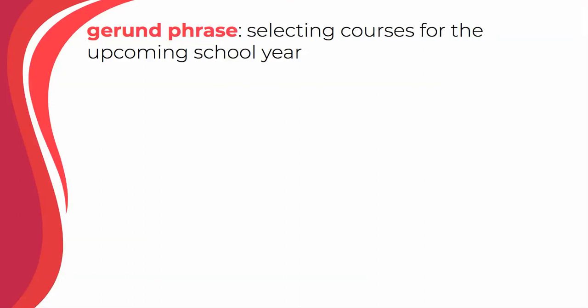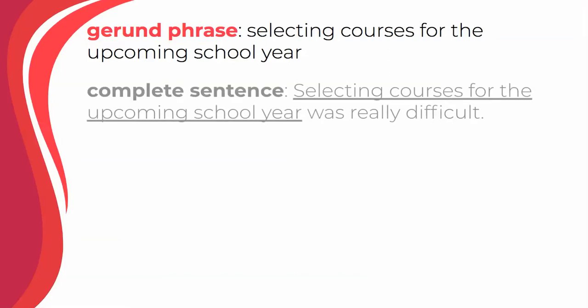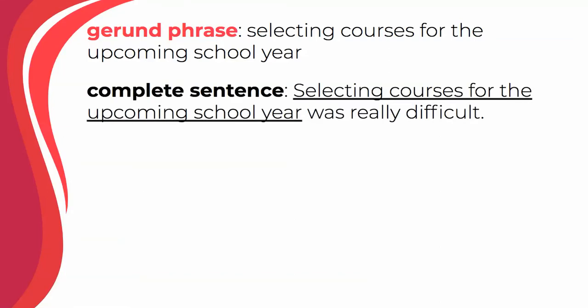Here's an example with a gerund phrase: selecting courses for the upcoming school year. Okay, by itself, we can probably hear that it doesn't sound complete, even though it looks somewhat long. A couple ways to fix this. The easiest one is to add on, complete the thought. Selecting courses for the upcoming school year was really difficult. In this case, the entire gerund phrase is my subject, and was is my verb.